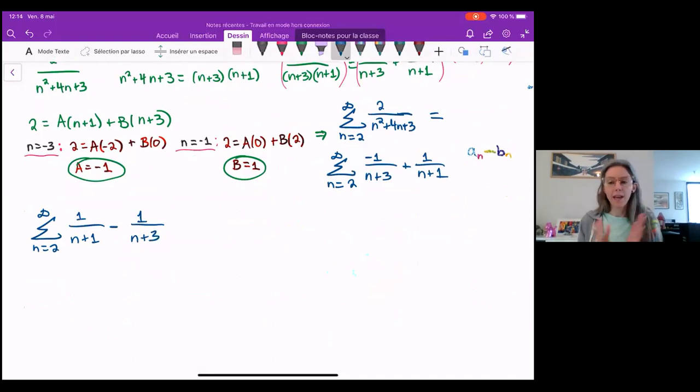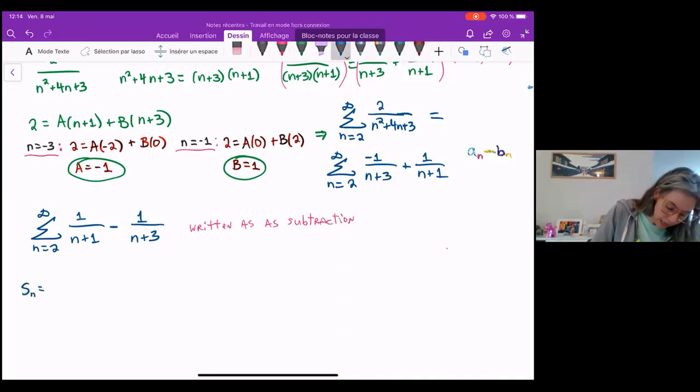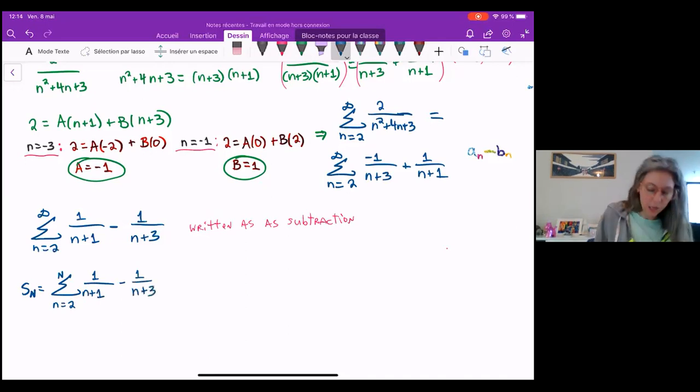Okay, so now that was my first step. Write the thing as a subtraction. We wrote it as a subtraction. Our next step now is to find the general term of the sequence of partial sums. So that means I'm looking for S sub n. I'm going to make that a capital N this time. So we'll have the sum from n equals 2 to capital N, 1 over n plus 1 minus 1 over n plus 3, equals.